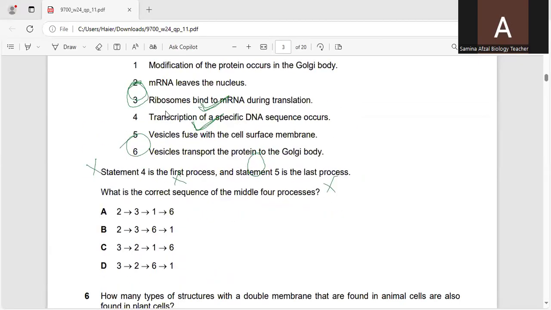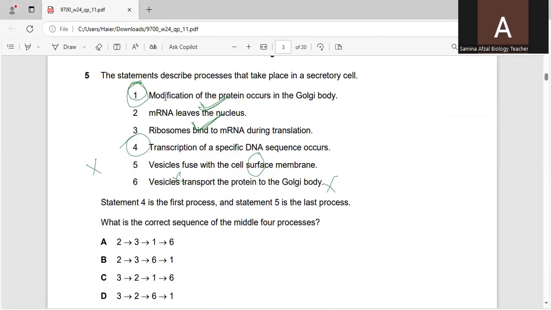Question number 5. The statements describe the processes that take place in a secretory vesicle. Cell modification of the protein occurs in the Golgi body.